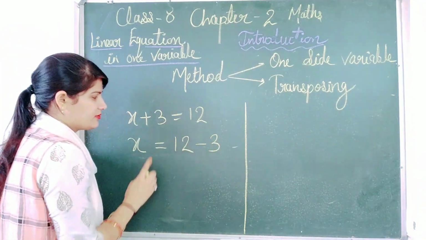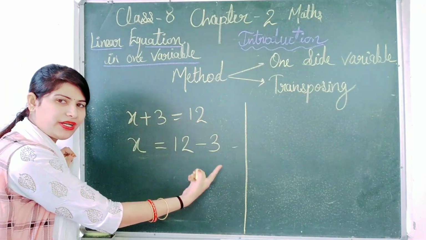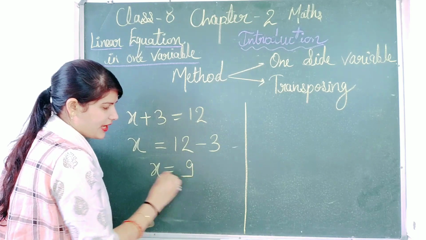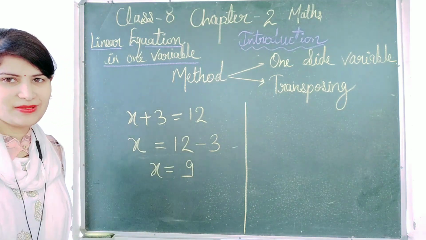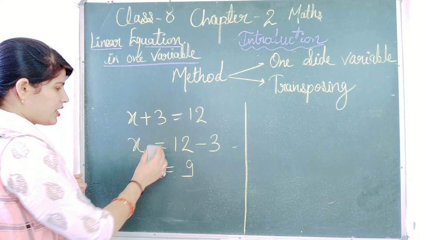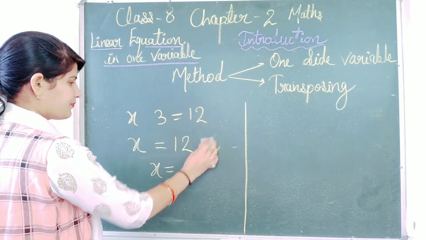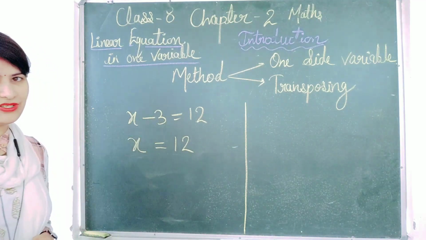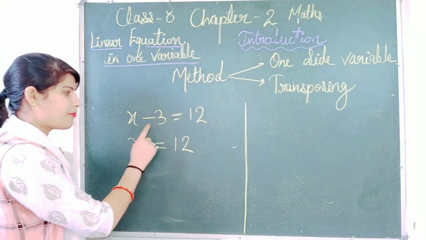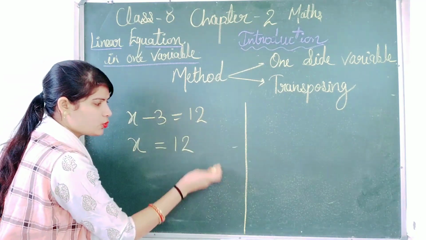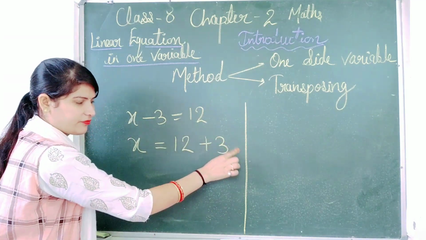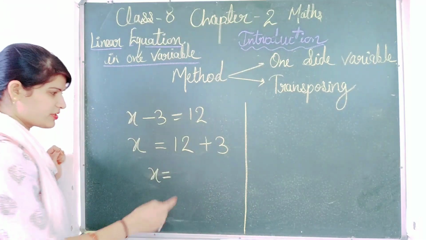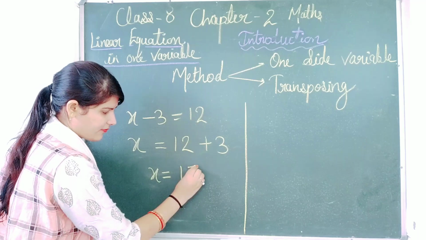a subtract sign will be there. So plus 3 will convert into minus 3. So what will we get? x is equal to 9. This is our answer. It's very simple, the transposing method. Now next I am taking minus 3. If there is minus 3, what will we do? Simple. Minus 3 will convert into plus 3 when we transfer it to the right hand side, so here the answer is 15.